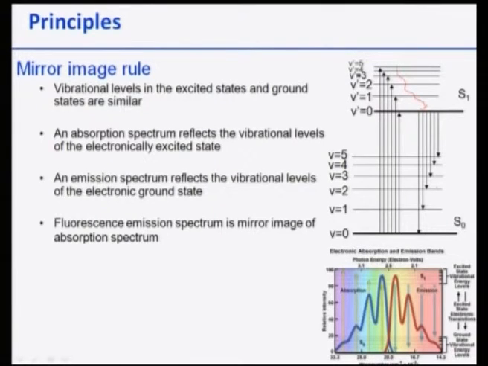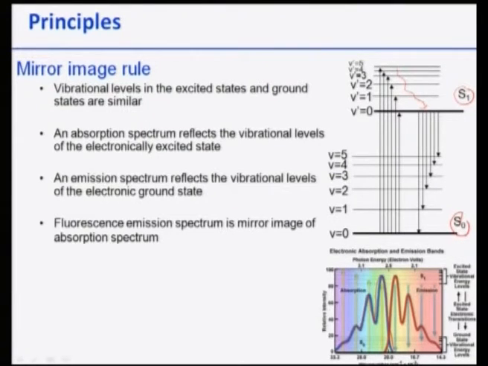Now, what is the mirror image rule? Vibrational levels in the excited state and ground state are similar. This is the ground state, this is the excited state, S1 is the excited state, S0 is the ground state. So, vibration levels are similar. Absorption spectrum reflects the vibrational levels of the electronically excited state. Obviously, this all has absorbed. So, therefore, if I measure the absorption spectrum, I will get all these excitations measured. If I get the relative intensity versus wave number plot, I will get an absorption spectrum like this. It will be showing me this.